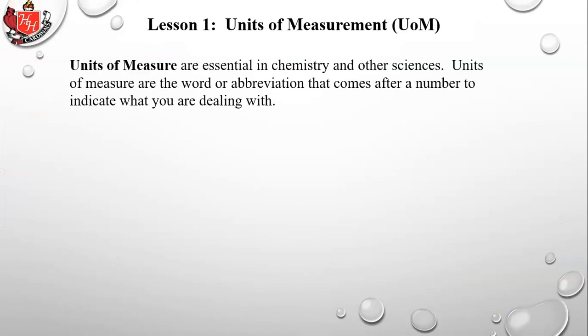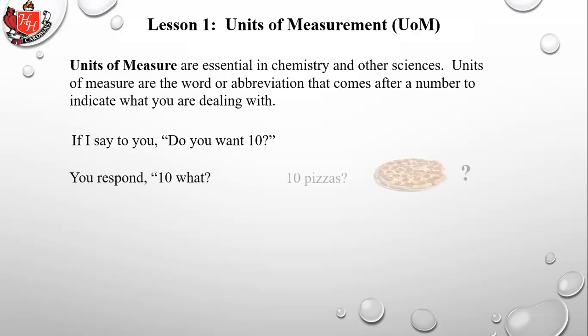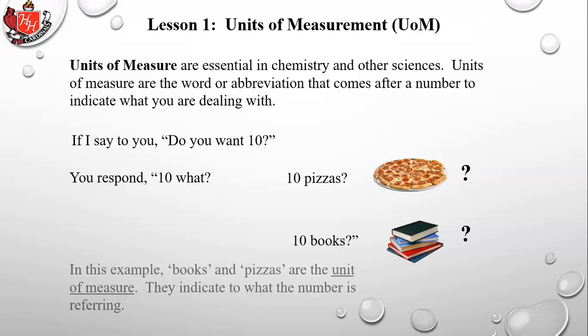Units of measure are essential in chemistry and other sciences. Units of measure are the word or abbreviation that comes after the number to indicate what you're dealing with. So if I say to you, do you want 10? The obvious question you would ask is, 10 what? 10 pizzas? 10 books? What are we talking about? So in this example, pizzas and books are the unit of measure. They indicate what the number is referring to.